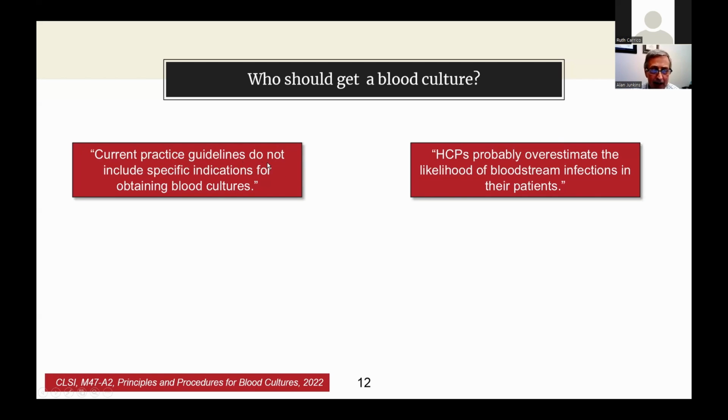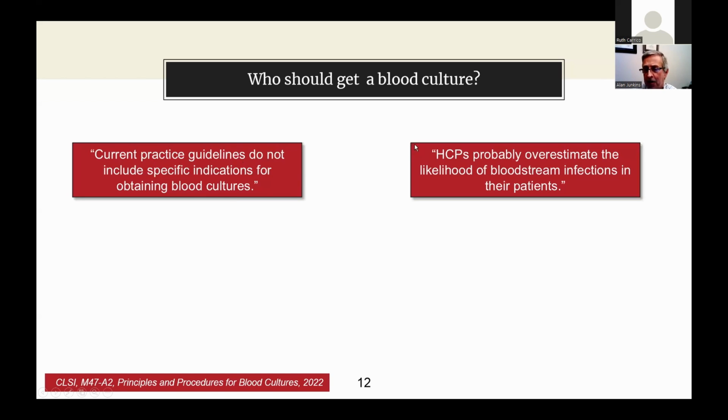Current practice guidelines do not include specific indications for obtaining blood cultures. And that's true. If you look around at all the different professional organizations, it's hard to find anything that says, these are the people who should get blood cultures, and these are the people who should not.